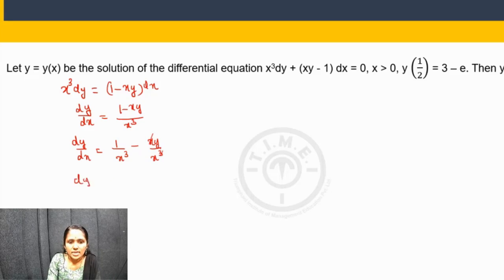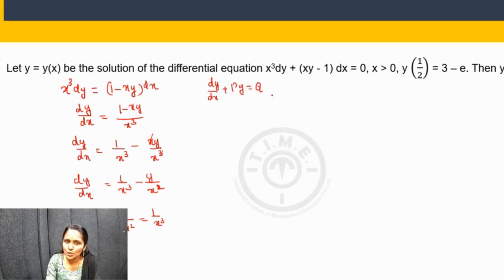So we get dy by dx equal to 1 by x cube minus y by x square, or dy by dx plus y by x square is equal to 1 by x cube. Now this is of the form dy by dx plus Py is equal to Q.